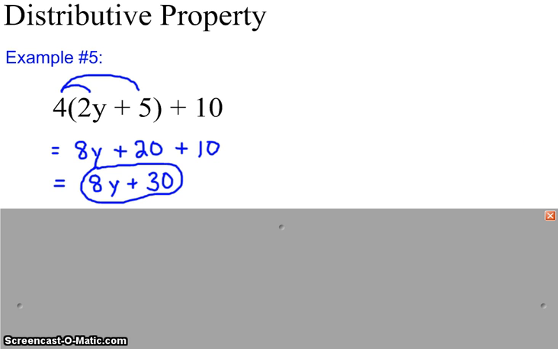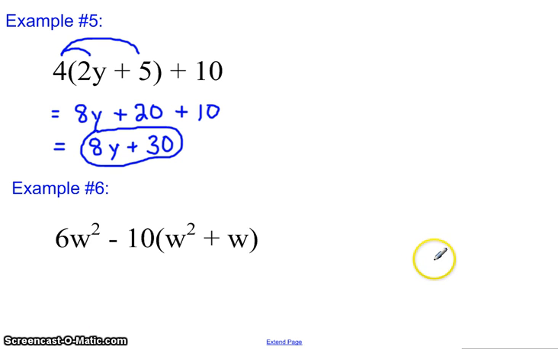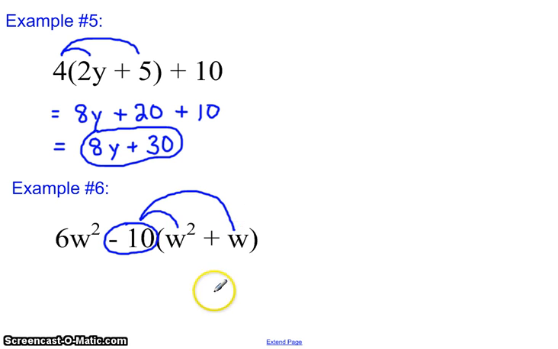Alright, example 6 though does have a little catch to it. Example 6 is 6w squared minus 10 times the quantity w squared plus w. Alright, and I want to distribute first, but you got to figure out, well, what am I actually distributing here? Well, since this is a minus 10, we are actually distributing this negative 10. It's a negative 10. We're multiplying it times the w squared and then times the w here.